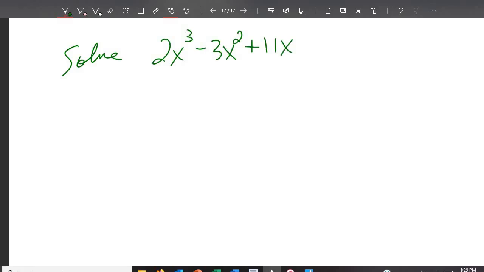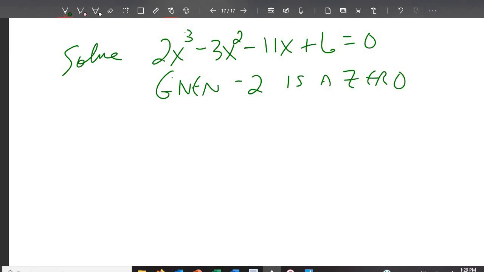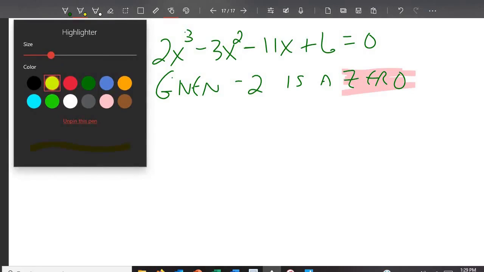Let's solve 2x cubed minus 3x squared minus 11x plus 6 equals 0. And I'm given that negative 2 is a 0. So this time I'm told something specifically is a 0. And what does 0 mean? It means solution. One of my answers to this problem will be negative 2.